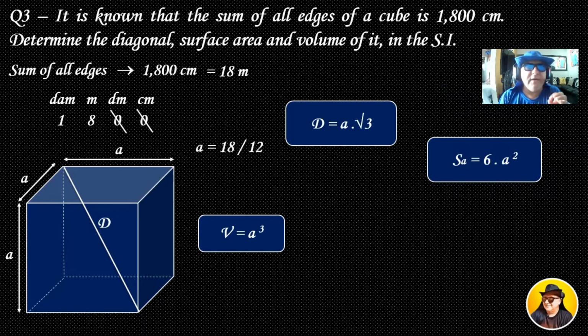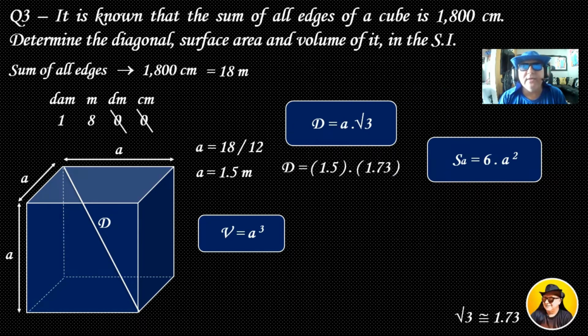By the way, if the sum is 18 meters and a cube has 12 edges, to find the value of one edge, you can divide 18 by 12. So one edge is 1.5 meters. Now, by the way, the square root of 3 is about 1.73. We already know that. You need to memorize this. Don't forget. So the diagonal is 1.5 times 1.73, so the diagonal is about 2.60 meters.